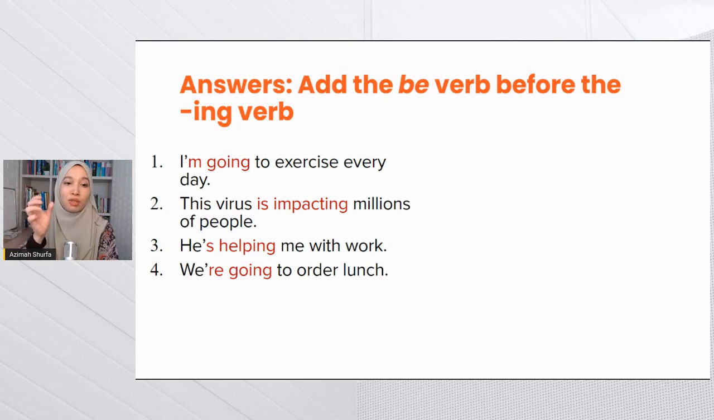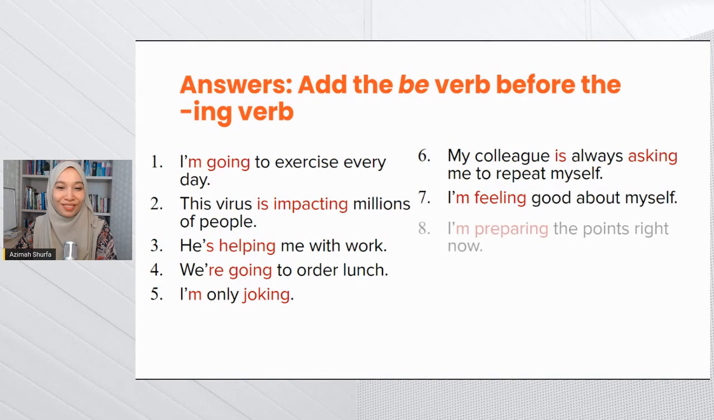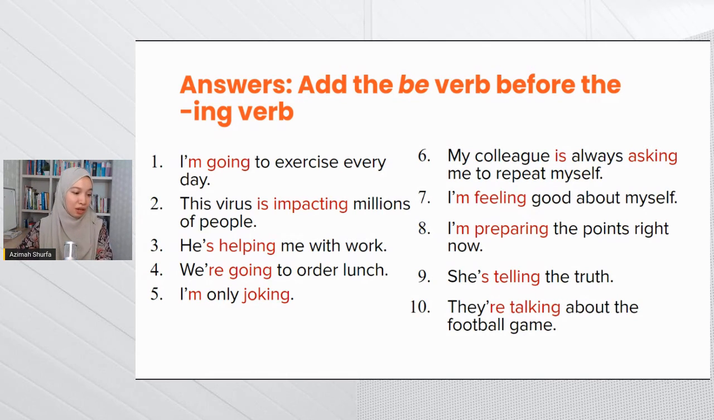So I'm using the contracted forms there. I'm only joking. So joking there. Okay. My colleague is always asking me to repeat myself. Is, and then we have the adverb always in between, and then asking. I'm feeling good about myself. I'm preparing the points right now. Number 9, she's telling the truth. And number 10, they're talking about the football game. Okay, good. All right. 10 out of 10, everybody, hopefully.